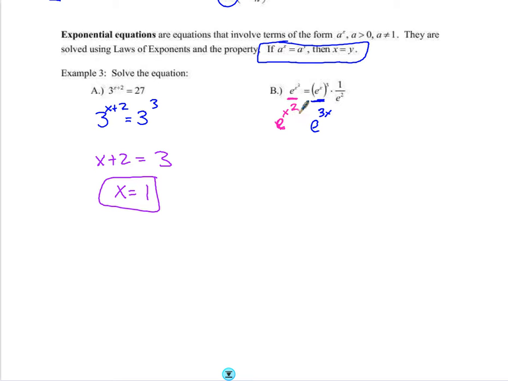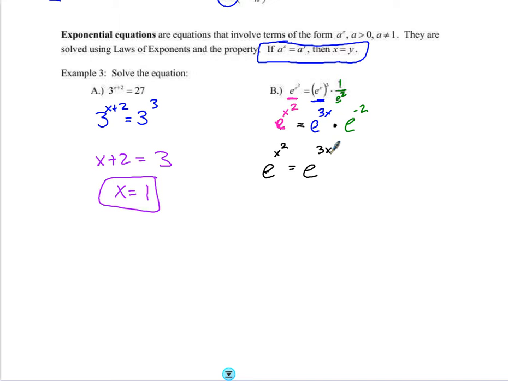Any ideas of what I should do with this whole fraction going on over there? Yeah, I can use that reciprocal property, right? 1 over something to the positive power is really like that base to the negative power. If I take the product of two different terms at the same base, what am I doing with the exponents? Adding, or in this case, I guess subtract. E to the x squared is equal to e to the 3x minus 2.